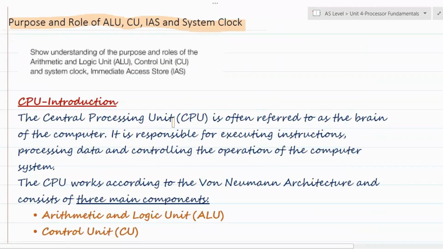So today we have explored the major components involved in CPU operations, that is ALU, CU, system clock, and IAS. In the next lesson, we'll see how information actually moves around the computer system using the address bus, data bus, and control bus.